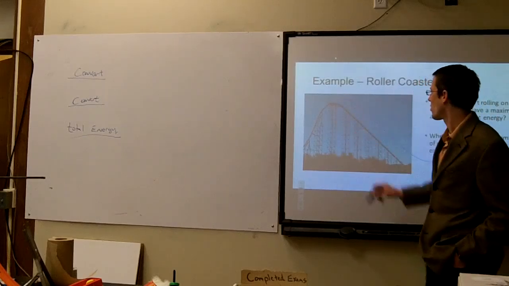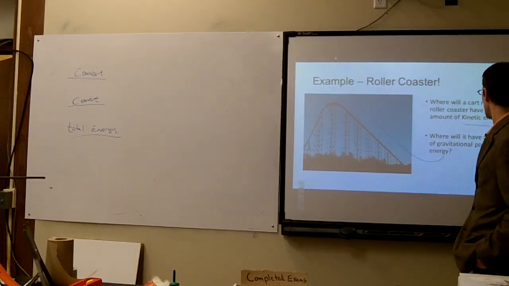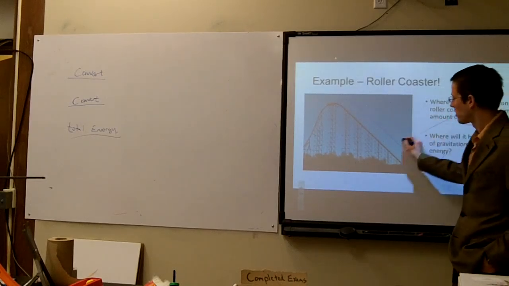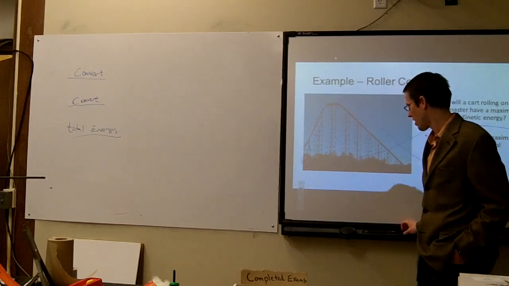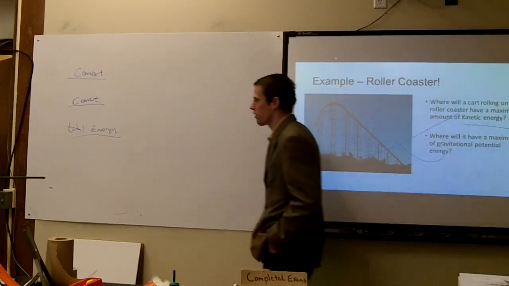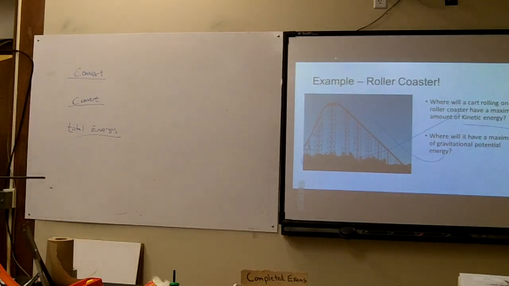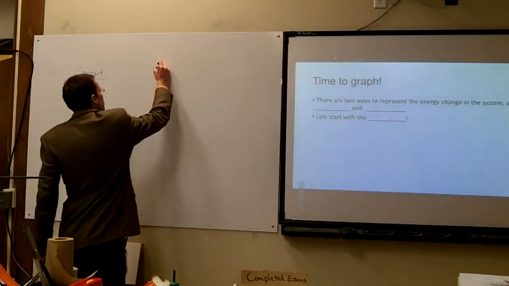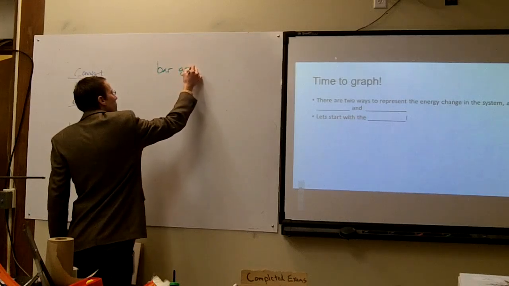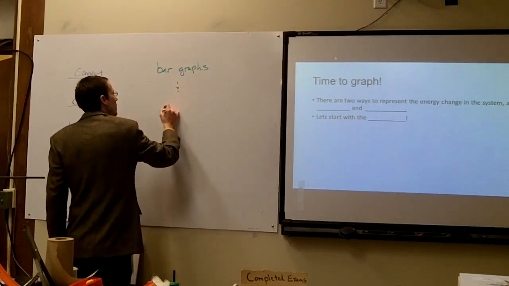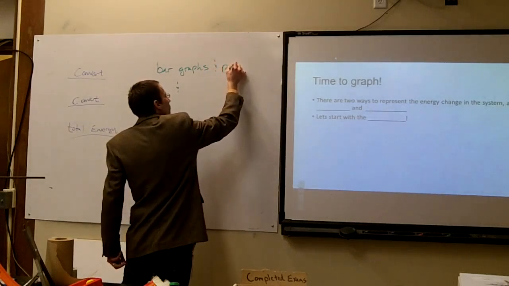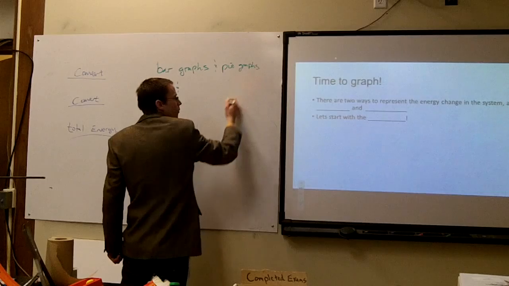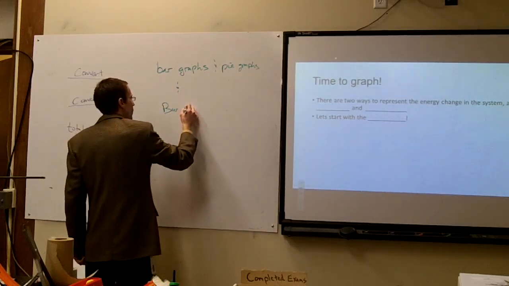Make this easier on yourself, put that little arrow up there, right there. Where will it have the maximum kinetic? The bottom. Down somewhere over here, at the bottom of the track. It's just a conversion between the two. All right, so there are two ways to represent the energy change in a system: bar graphs and pie graphs. We're going to start with the bar graphs and work our way through these.